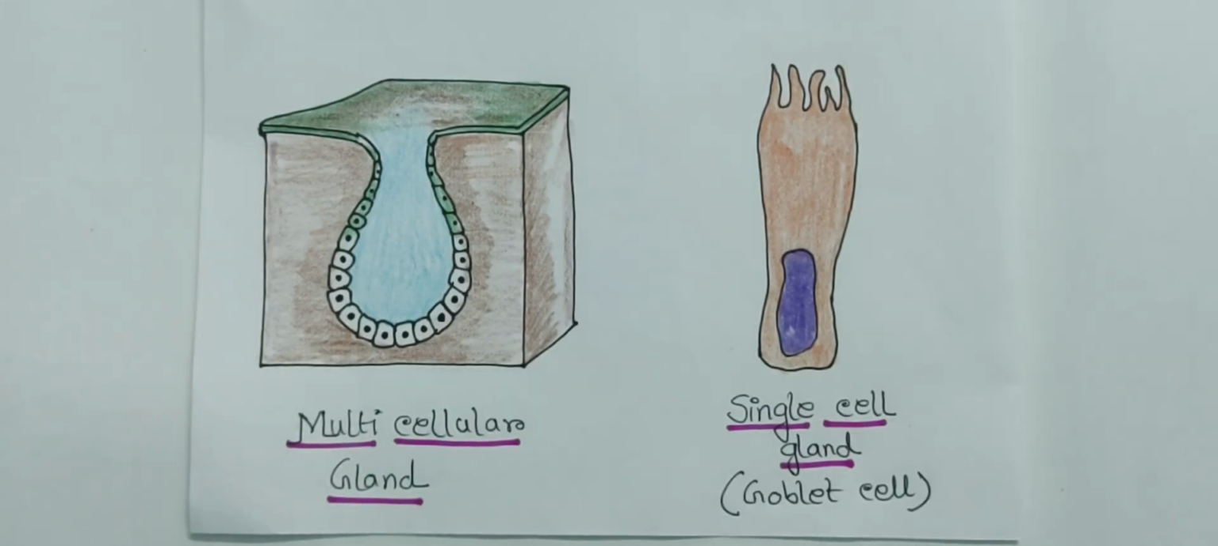Actually, we human beings come under mammalia, and mammalia have a special characteristic feature, that is glandular skin. So we must know the details about the glands.